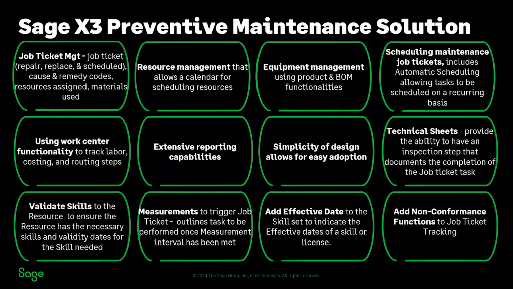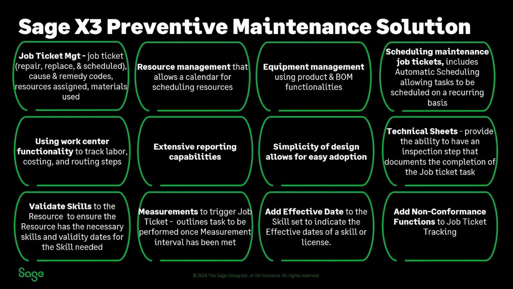So here is just what each and every component will do for you. On the job ticket, you can do your repairs, you can replace, you can schedule, and if it's to do with remedy codes, you can also assign the materials onto there, as well as the resources that are going to be working on that. Then on your resource management, you would have that linked to a job ticket.